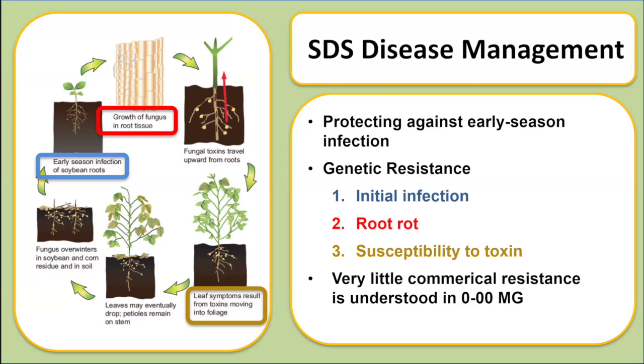Now, the major concern here is that we, as farmers in North Dakota, do not have much resistance available, because this has not been an issue that we've dealt with. And so currently across the 0 and the 00 maturity groups, we don't have many options, but hopefully the breeders are working on this going forward.